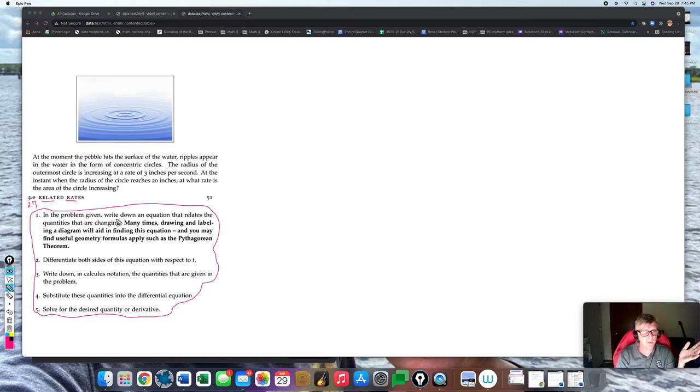So in the problem given, write down an equation that relates the quantities that are changing. The quantities that were changing were the area and the radius, and they're related by this equation, A equals pi r squared. So I did that. Now, not every problem is going to be about a circle. Sometimes they'll be about triangles, or rectangles, or graphs, or cones, or spheres.